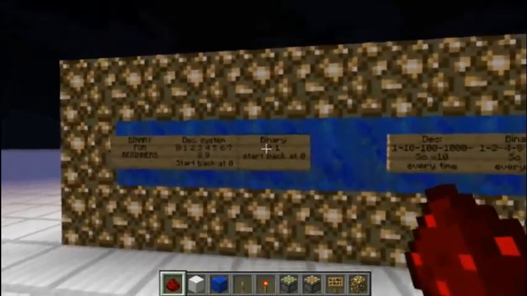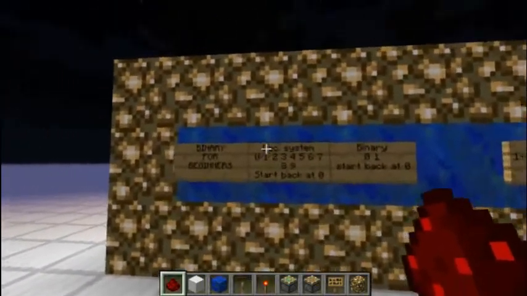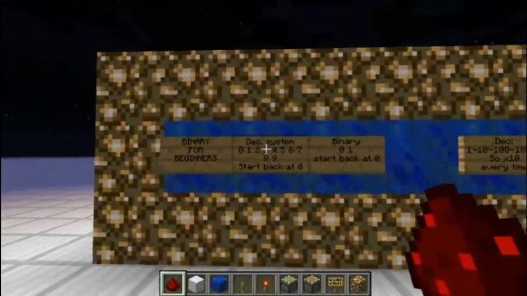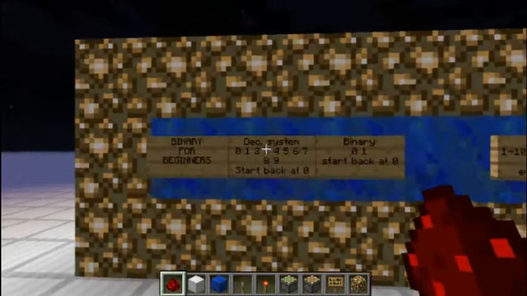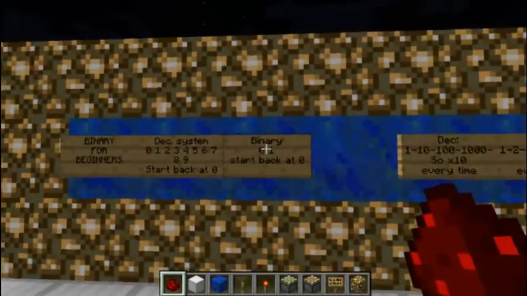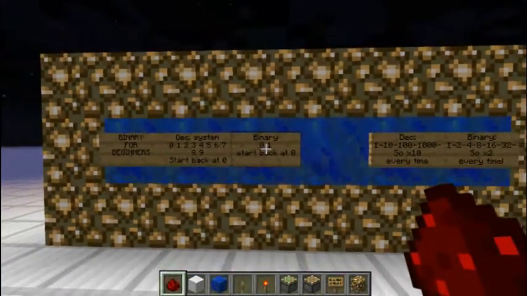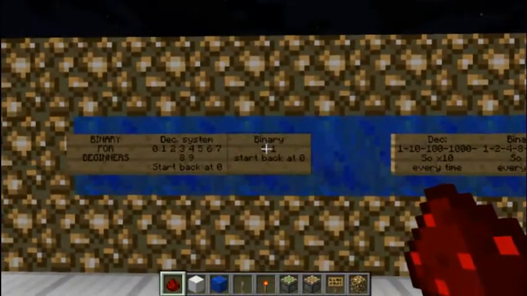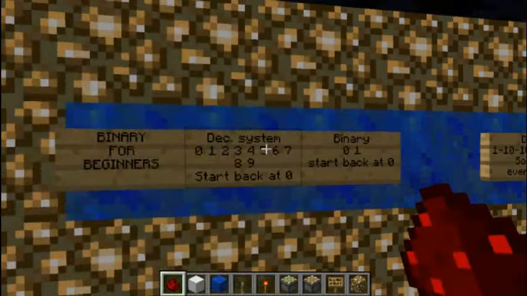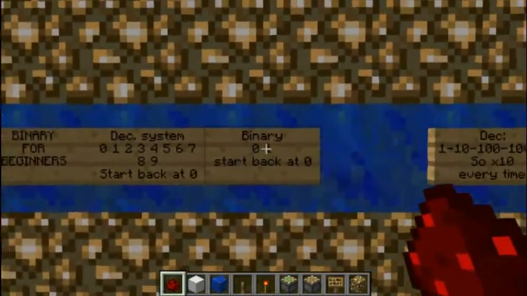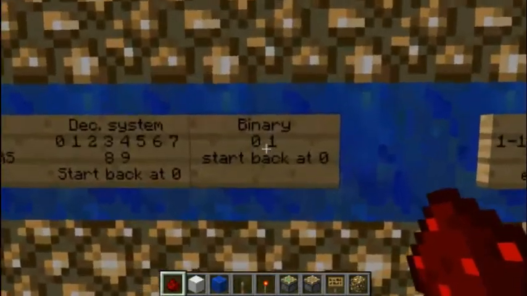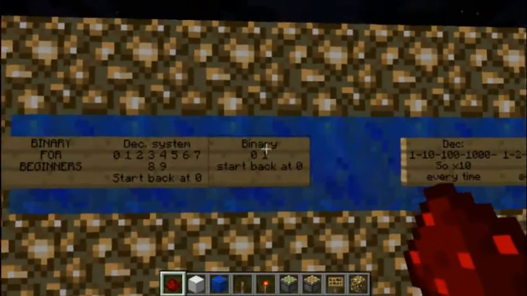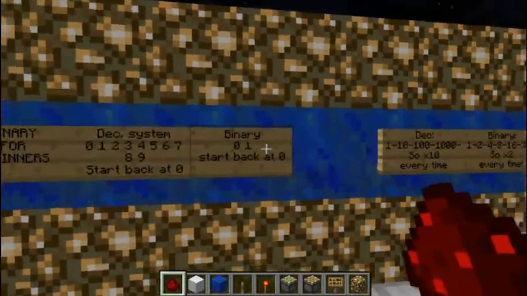Binary is very, very similar, except decimal, like a decagon or a decane, means 10. Binary means 2, like bicycle, stuff like that. Decimal means 10, binary means 2. So in decimal we have 10 numbers, and in binary we have 2 numbers. So basically how you count in binary, you go 0, 1, and that's as far as we go. We then start back at 0.